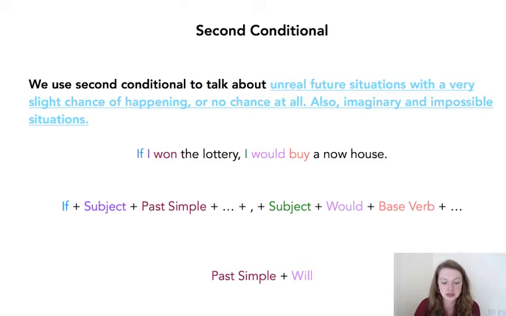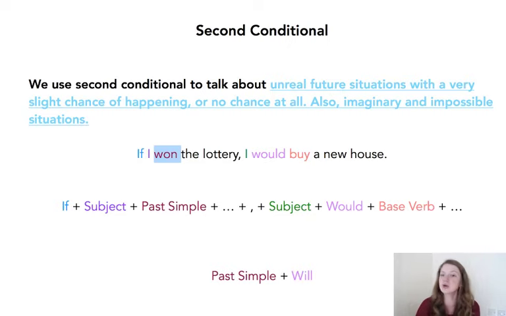We've got, if I won the lottery, I would buy a new house. I would buy a new house. So we've got super simple. If, subject, I, and then you've got the past simple. If I won the lottery.